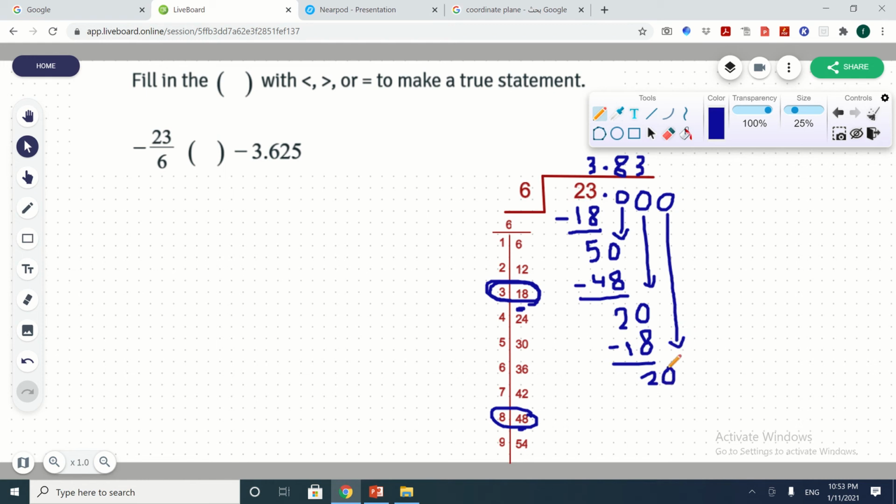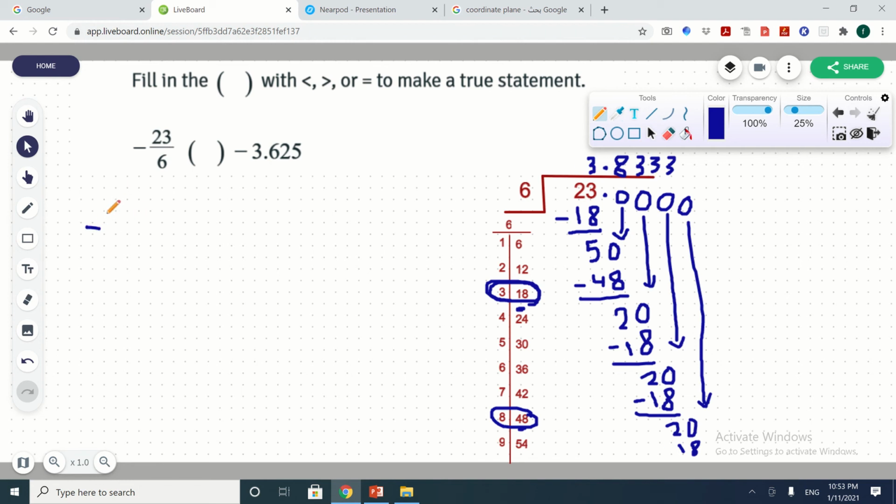It became 20. How many 6 in 20? Also 3. Multiply gives us 18. After multiply we will subtract. We will have 2. You notice that this number will be a repeating number. Here 0, 20. How many 6 in 20? It's 3. 3 times 6 gives us 18 and so on. If we continue, it's not terminating, it's a repeating decimal.